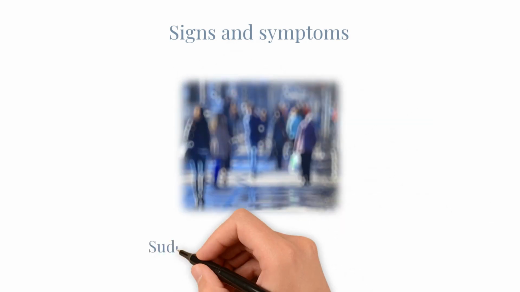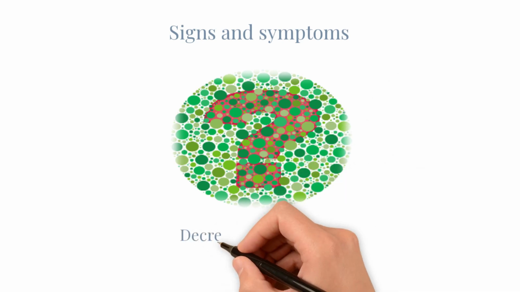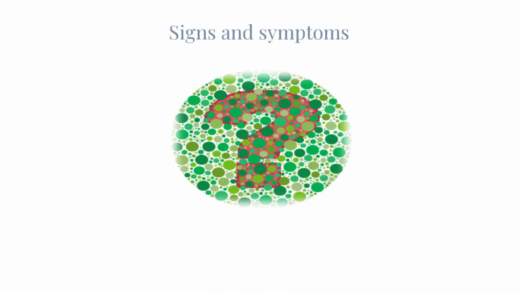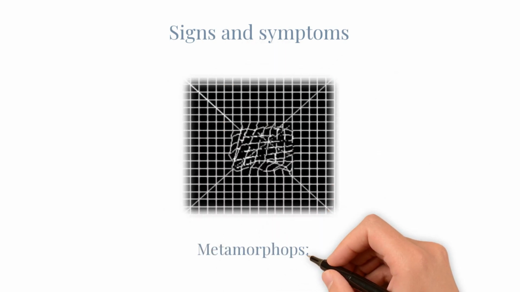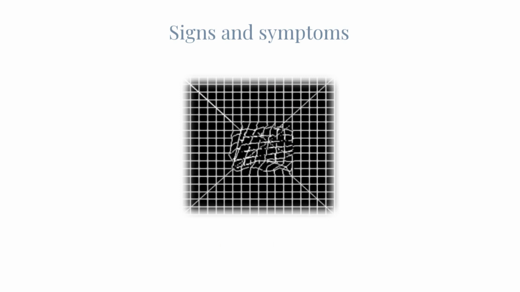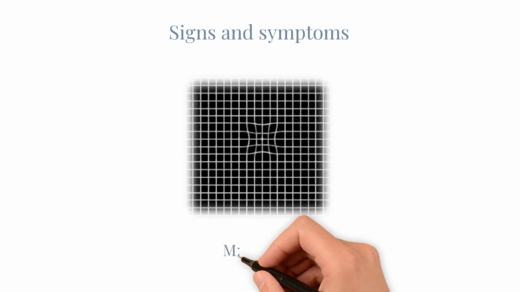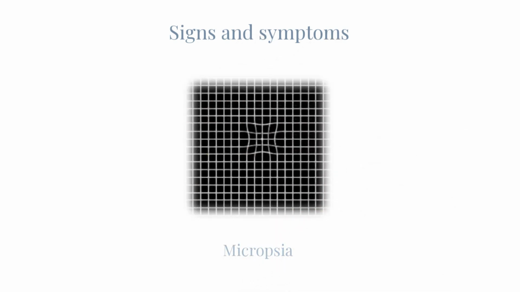The signs and symptoms are sudden onset of blurred vision, decreased color vision, paracentral scotomas, metamorphopsia, in which the shape of objects appears distorted, and micropsia, where the objects are perceived to be smaller than they actually are.